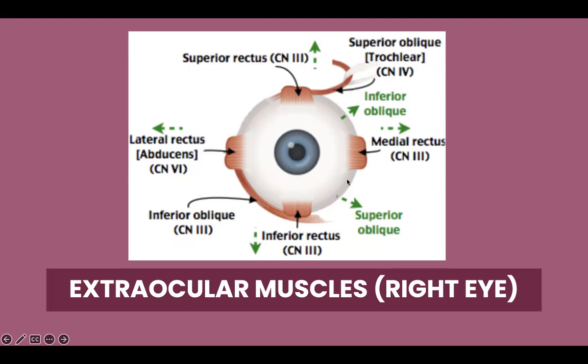This is the anatomy of the extraocular muscles, as you can see. And this is mentioned here, the innervation of every muscle. All muscles are innervated by cranial nerve number 3, the oculomotor, but the superior oblique is innervated by the trochlear nerve, cranial nerve number 4, and the lateral rectus is innervated by the abducens nerve, or cranial nerve number 6.